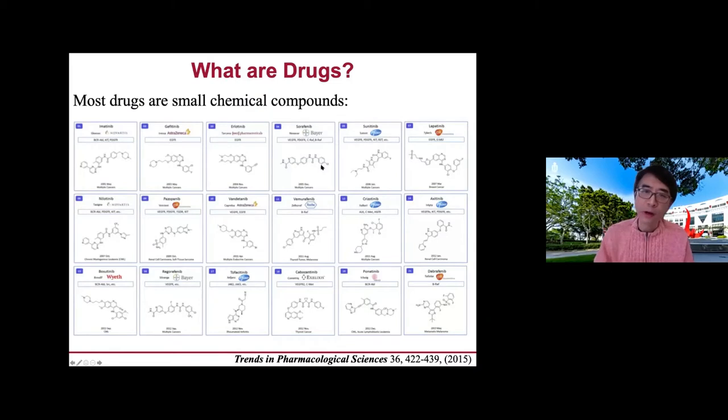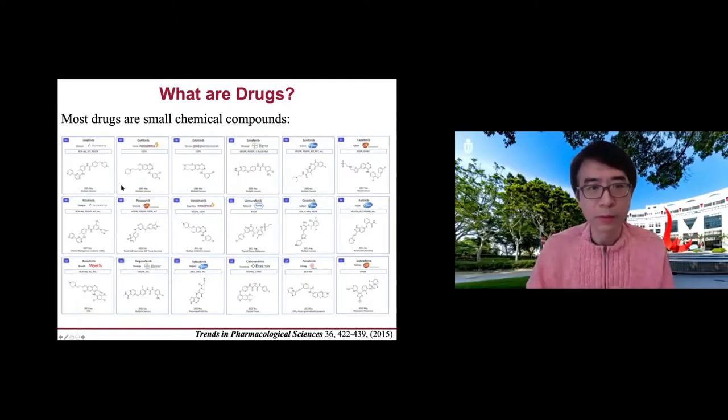Most of the drugs we take nowadays actually consist of small chemical compounds, right? So this picture lists a number of drugs on the market. All these drugs are cancer drugs, used to treat cancer. These drugs are all made of small chemical compounds. I think most of you have learned high school chemistry, and you are probably familiar with the chemical structures of these small molecular compounds. Right? You can see they have different shapes, different functional groups, but all of these were developed by different pharmaceutical companies to treat cancer.